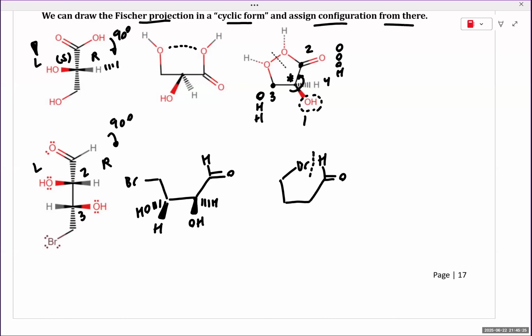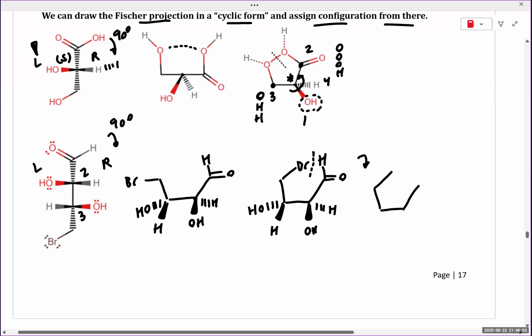Which will look like this. Now, why do we do this? Well, it can be a bit of a pain to flip and rotate this molecule when it's in the acyclic form. But from here, now that it's drawn resembling a cyclic form, what we can do is rotate or flip this molecule. In this case, we'll flip it horizontally.